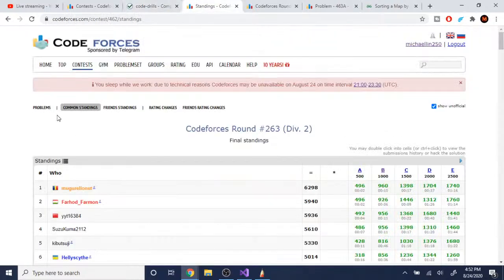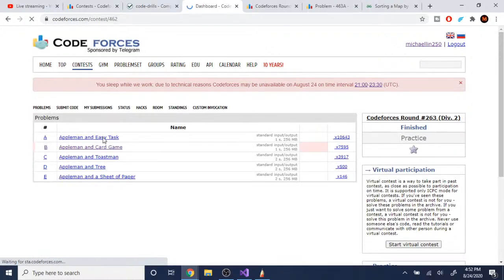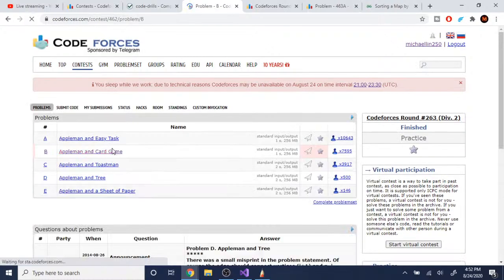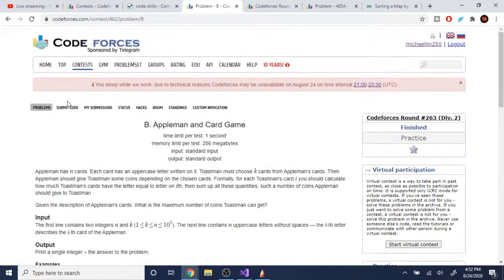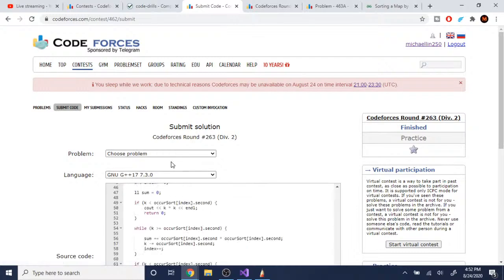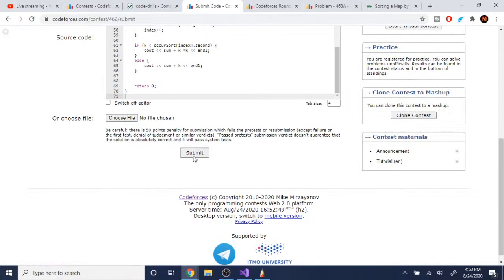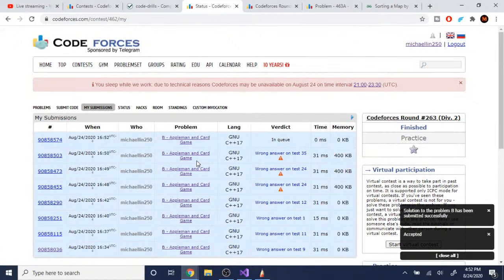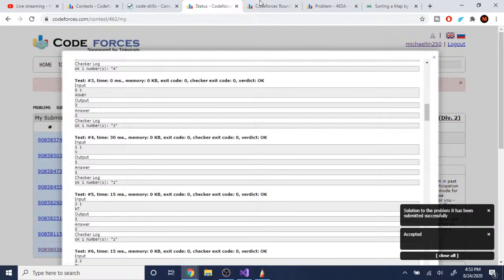Not even sure if it crashed yet. Oh, okay, it didn't. Oh, now it got accepted. Yay, got accepted. So now let's look at other people's solutions.